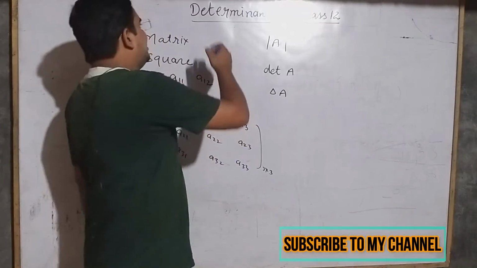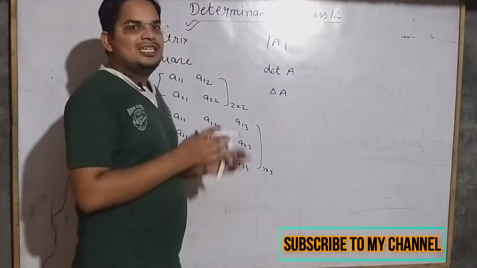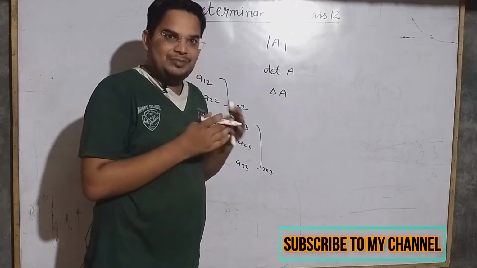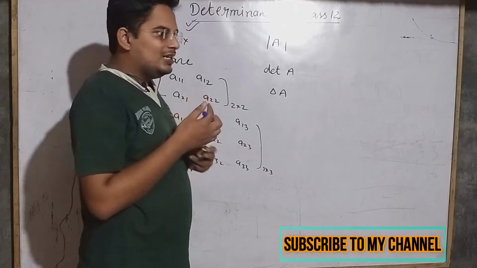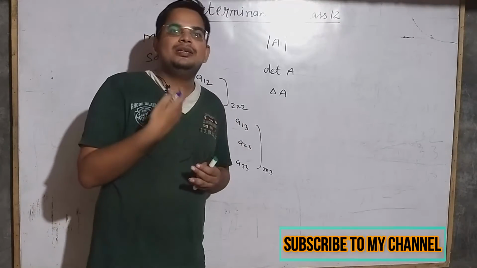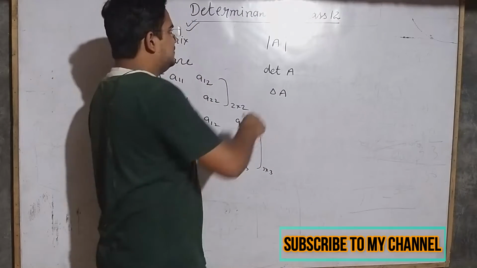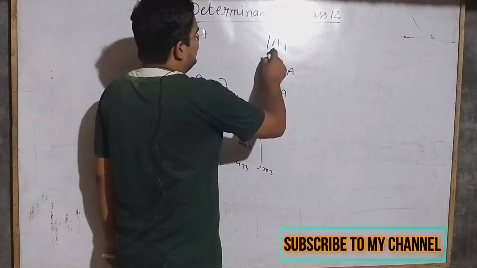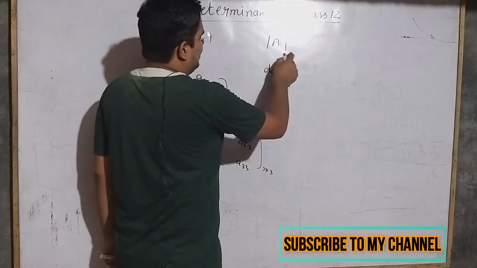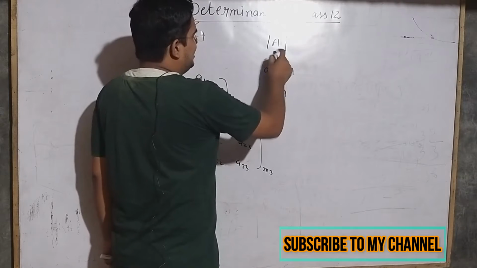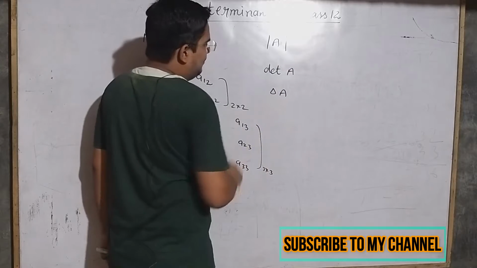So what is the determinant? The determinant is the solution of the matrix. The process by which we solve any matrix is known as the determinant. The determinant is denoted by three symbols. It can be written inside two vertical lines, A. This is the determinant A. This is the delta A.